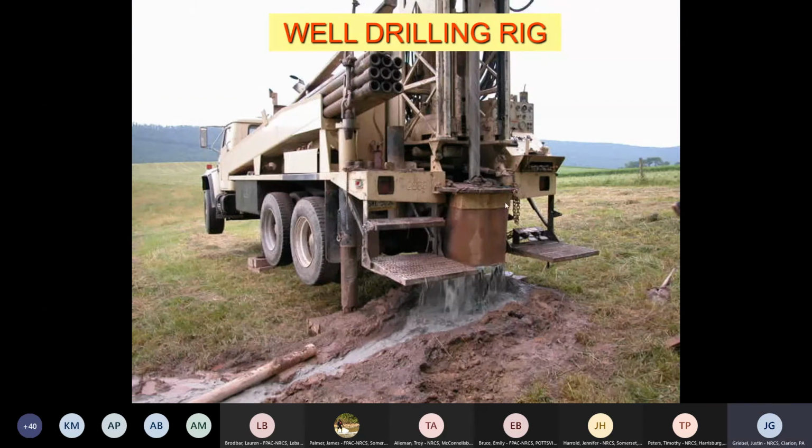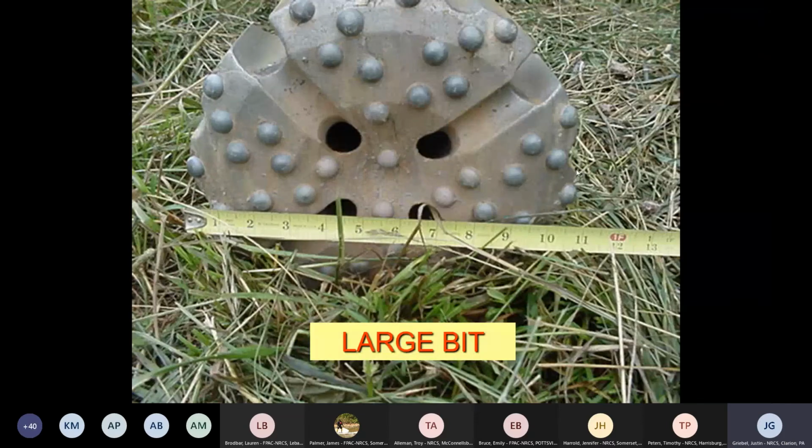Typical well drilling rig, drilling a water well where there's no springs or on top of the hill, so they can drill down, catch the water, maybe put in a solar powered pump to transfer the water to a grazing system. Here's a good look at the carbide tip drill bit used by the water drilling rig.